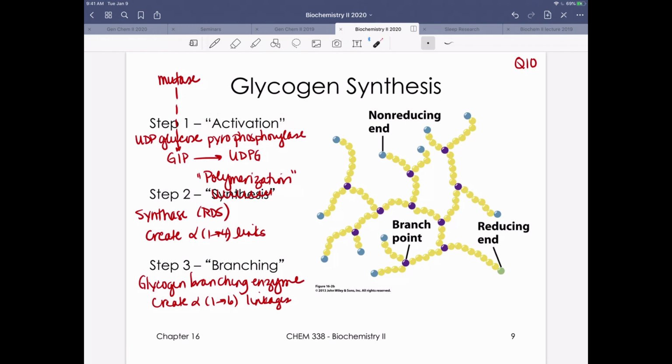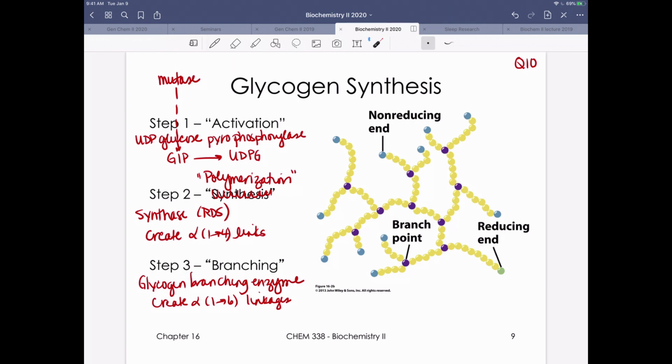The first step we're going to call activation. If we're going to do anything where we're making new bonds, we often need to activate something, generally with a good leaving group, in order to allow that coupling chemistry to happen. So the enzyme UDP glucose pyrophosphorylase is going to take G1P and put a UDP group on it. UDP being a good leaving group, that's going to allow us to do some additional coupling chemistry. The next chemistry that happens is the coupling chemistry.